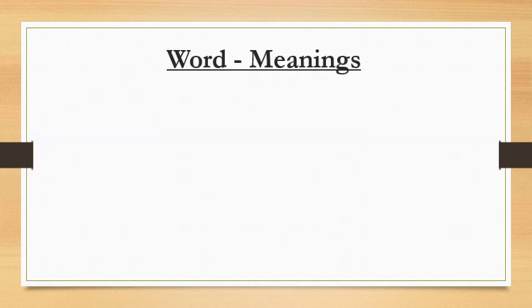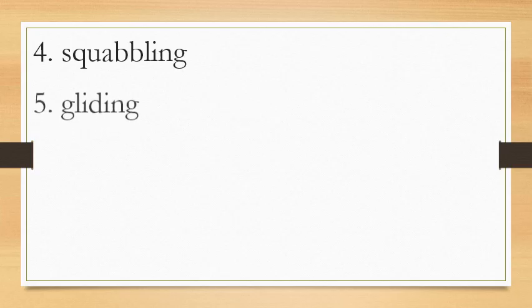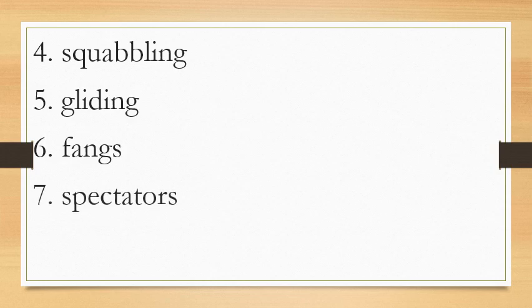Students, you have to write the meanings of the following words in your English Fair notebook. Number 1 is magnificent. Number 2 is recent. Number 3 is morsels. Number 4 is squabbling. Number 5 is gliding. Number 6 is fangs. Number 7 is spectators. Number 8 is mesmerize.